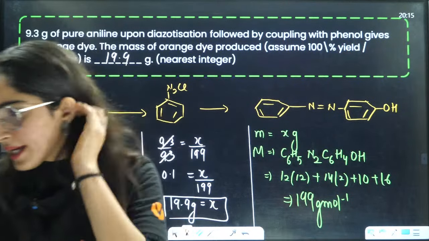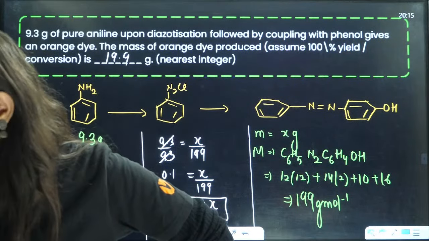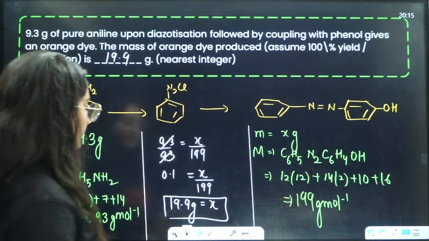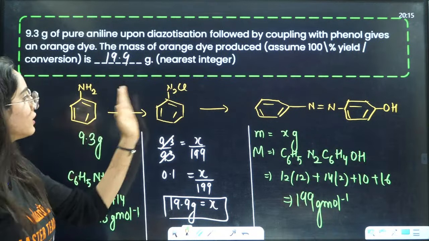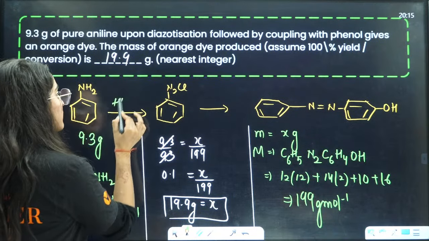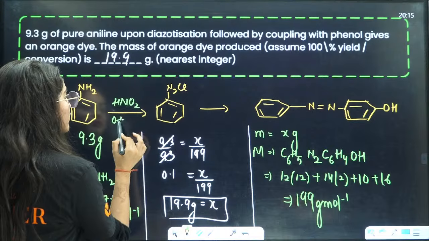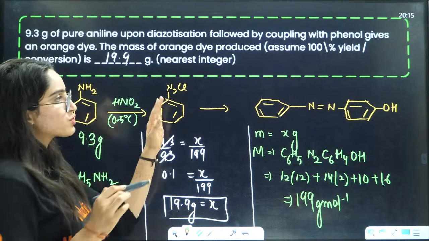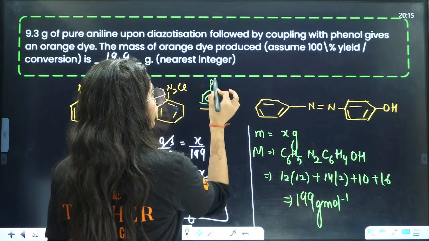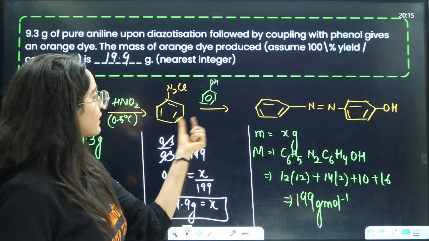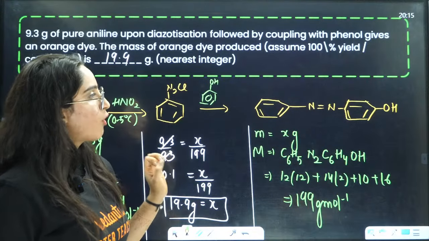Okay, guys. Okay, can you please explain again? Students, see, it's a very simple thing. You will have aniline on diazotization, that means HNO2 at 0 to 5 degrees Celsius. You will have diazonium. Then on adding phenol, you will have orange dye, this kind of thing will be formed, right?